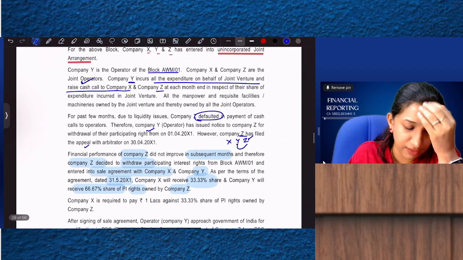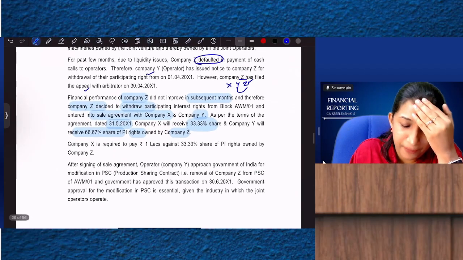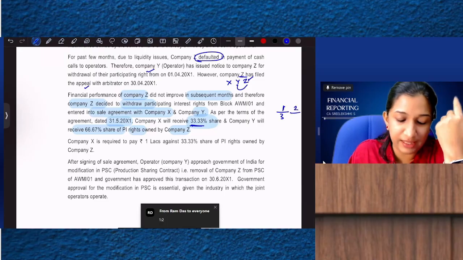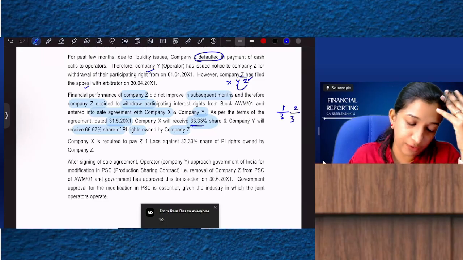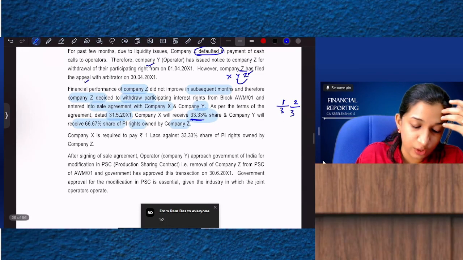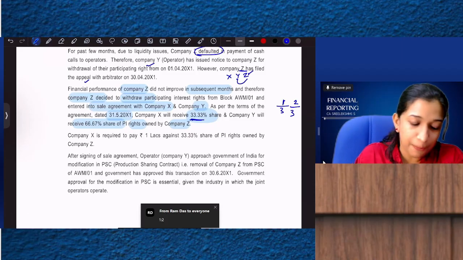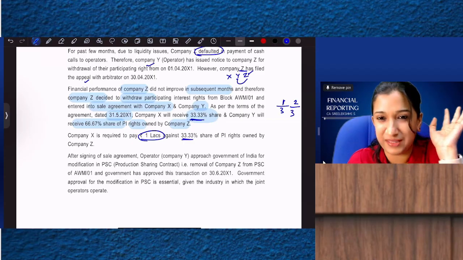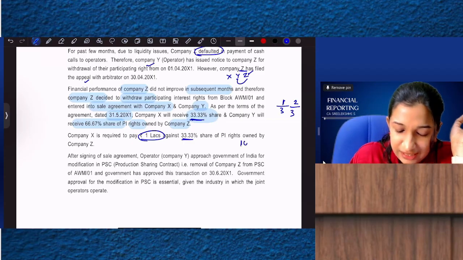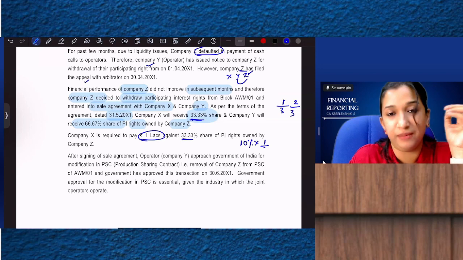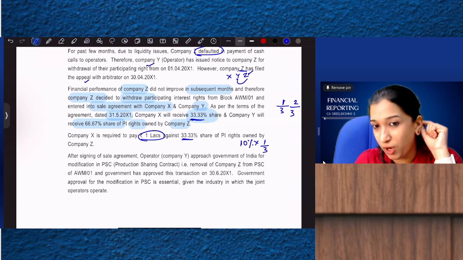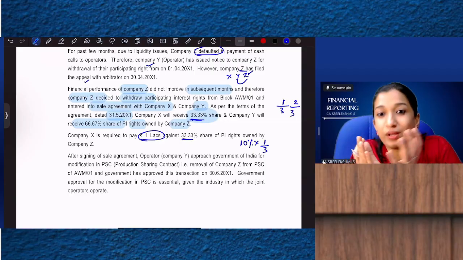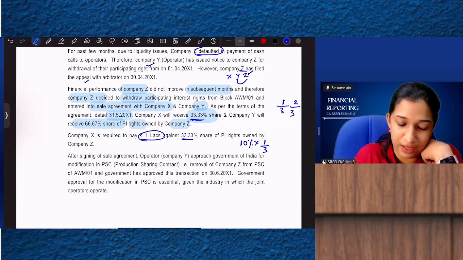There is a ratio given: 1 by 3 is acquired by X and 2 by 3 is acquired by Y, a 1:2 ratio. Company X is required to pay 1 lakh against 33.33% share. So effectively, it is 10% into 1 by 3. Even if they are saying Z's share is only 10%, of that 10% we are buying 1 by 3.